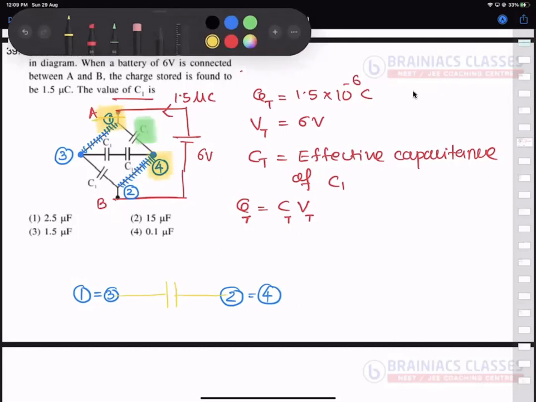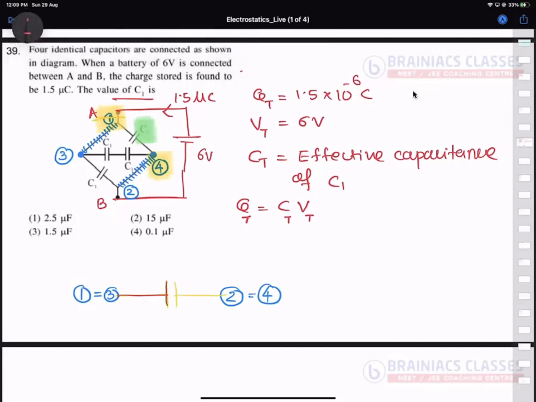Let me take another color. So this C1 capacitor I have drawn. Then I'll come to the middle part. In the middle, C1 is connected between 3 and 4, with 3 on the left side and 4 on the right side. So one capacitor, next one capacitor. Now this is C1 and this is C1.